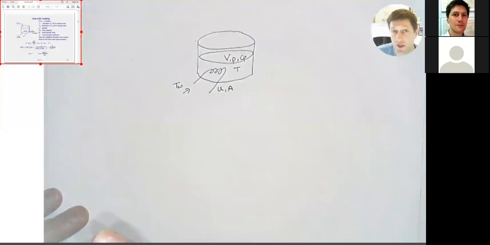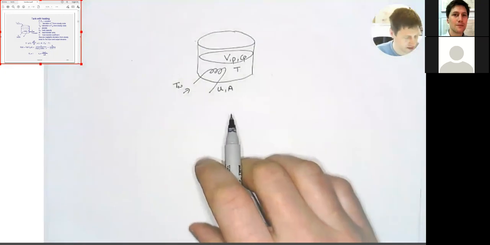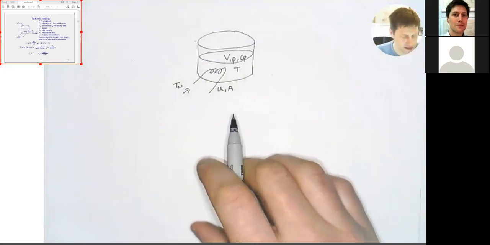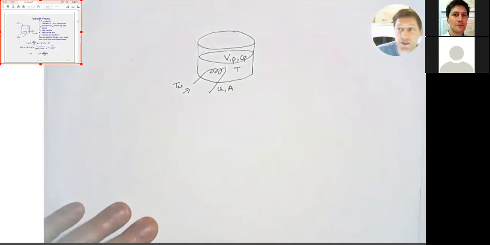The example in the notes has a flow going through it, but that flow is not actually part of the analysis in the notes, so not including that one. Simple tank, which can be heated up. So that's a case that is well within our capability to analyze. And what's the first thing we're going to do?